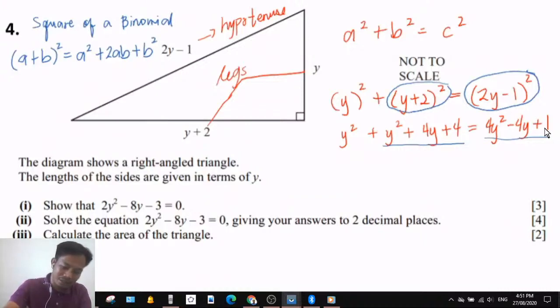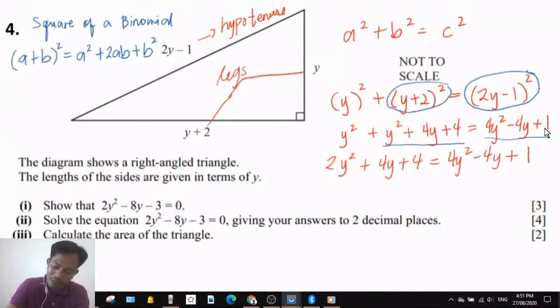Okay? Next, let's simplify this. Okay, y squared plus y squared is 2y squared plus 4y plus 4 is equal now to 4y squared minus 4y plus 1. I want to combine similar terms. Okay, I'll make the left side 0. It will become 4y squared minus 2y squared, minus 4y plus 1 minus 4.